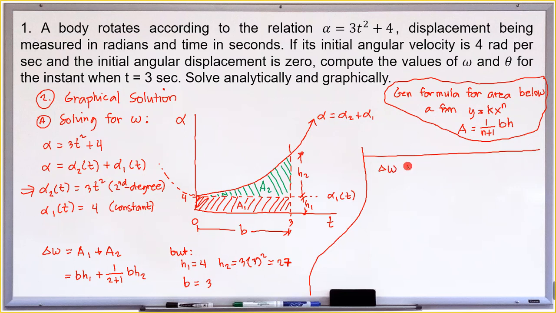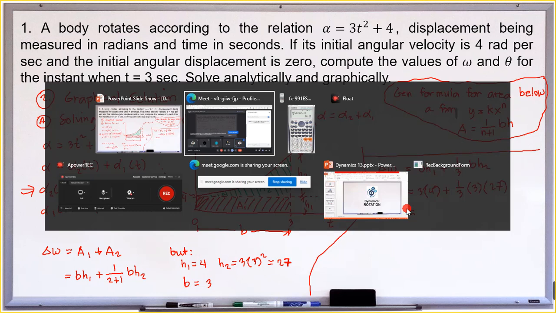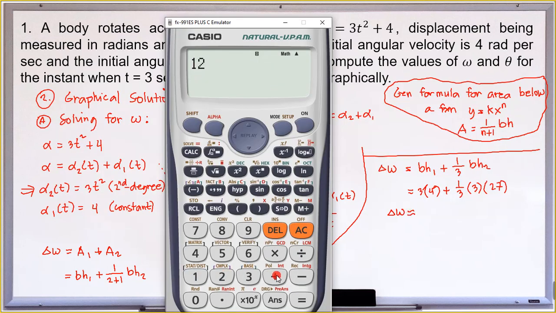So therefore, let's add the partitions. Our delta W is equal to, again, let's rewrite, base times height 1 plus 1 over, this time 3, because it's 2 plus 1, times base times height number 2. So our base is 3, height 1 is 4, plus we have 1 third, the base is 3, the height is 27. So our change in angular velocity is 12 plus 1/3 multiplied by 3 times 27. So the result is 39.